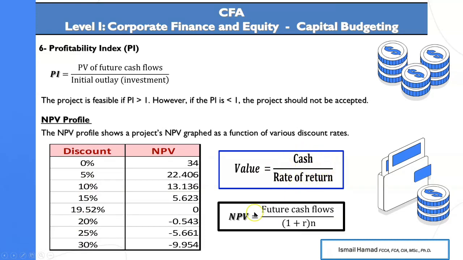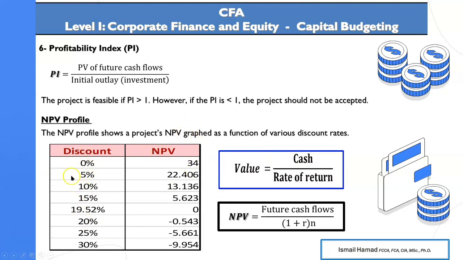The net present value, as we have seen, has future cash flow over 1 plus r to the power of n, the number of years. We explained this in the previous video, video number 5, why we introduced the 1, because before we set only the rate of return r. Now we are introducing 1. Why are we introducing 1? We answered this question in the previous video number 5.